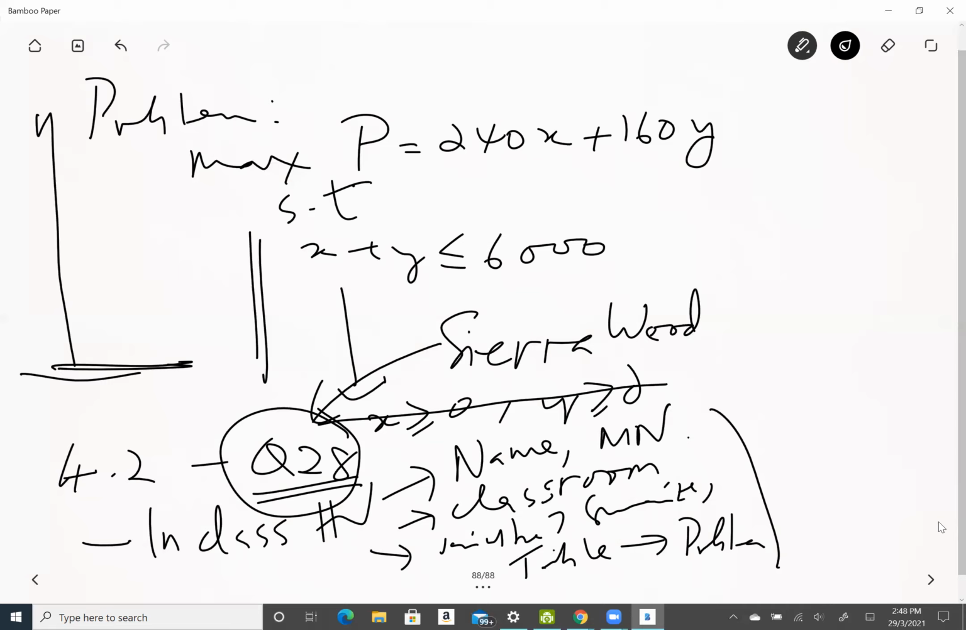Sir, should we draw the graph? No, no. You only do up to here. You only do up to the problem. That means you maximize what is the objective, subject to the constraints. That's it. You don't need to do anything else. I don't want you to solve the problem. We just need to set up the problem. That's why I give you 5 minutes.